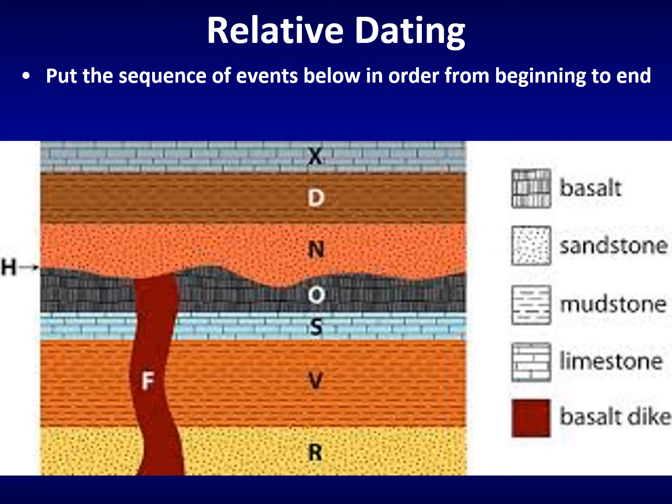And then you've got layer O. This layer O is kind of a unique thing. It's a lava flow on the surface, and it's within the stratified sedimentary rock layers.